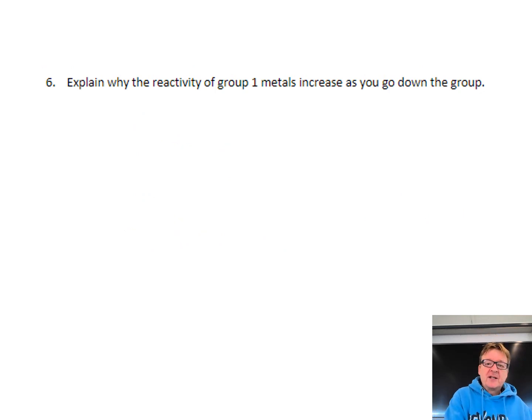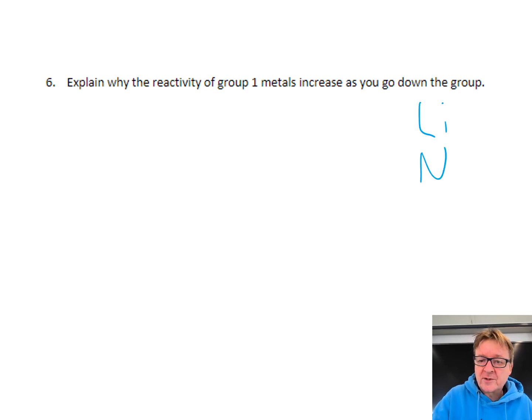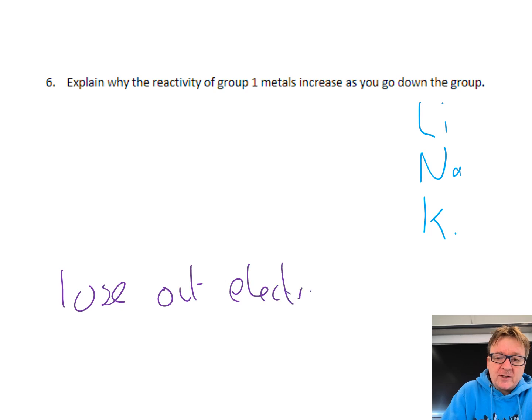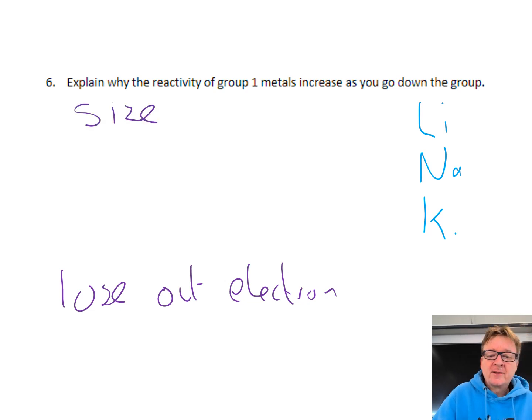Question number 6. Explain why the reactivity of group 1 metals increases down the group. So you've got group 1: lithium, sodium and potassium. What they all want to do is lose the outer electron, and it's basically which one loses it the easiest. Right, so size. The bigger it is, the easier it is to lose the electron. So big loses easier.